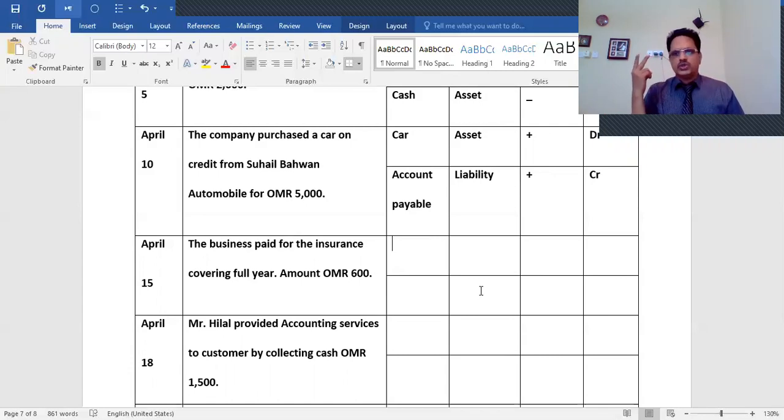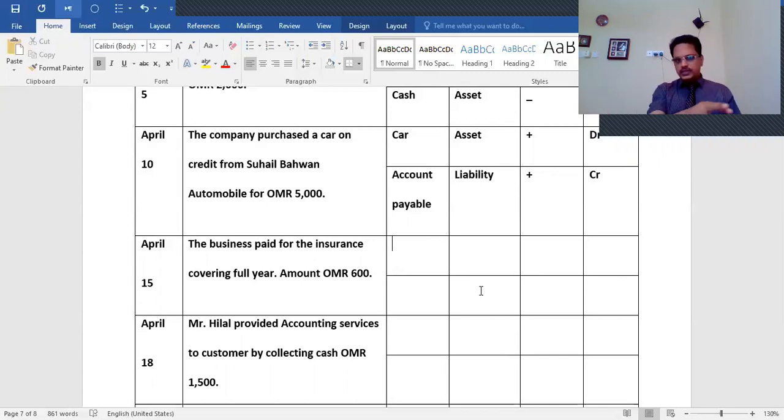There are two types of insurance you can consider. If the business paid insurance, the two accounts are insurance and cash. Here the problem is the business paid insurance for the full year. This is April only, but maybe from January to December, if you follow the calendar year as your accounting year, the full year's insurance premium you are paying is 600 riyal. So you have to make it prepaid insurance, insurance paid in advance, muqaddam.